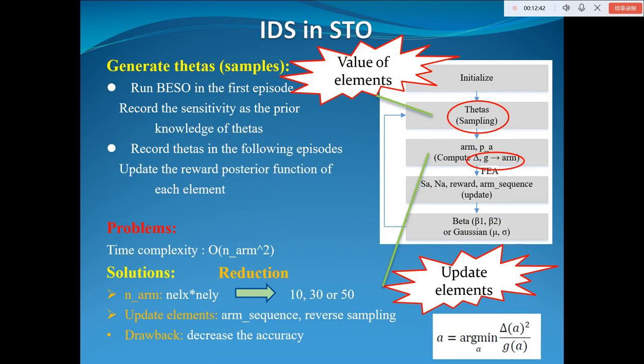In structured topology optimization, information-directed sampling mainly works in two steps. First, generate samples and fix the reward function, so as to describe the value of elements. Second, update elements like choosing arms in the multi-arm bandit. It is worth noting that the computational demand is high for this method. Our solution is reducing the number of design variables by dividing those elements into dozens of groups, and the concrete elements are deleted by reverse sampling in each group. The problem of efficiency is solved in this way, but the accuracy is influenced.